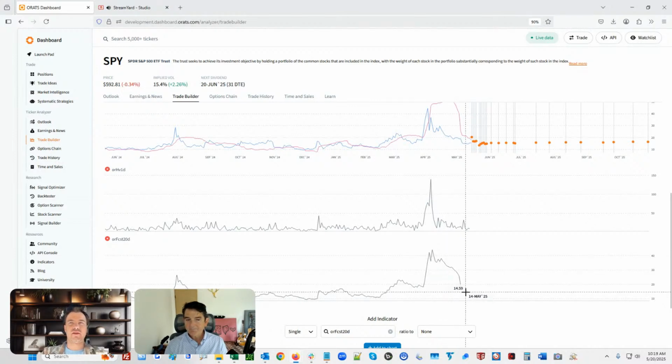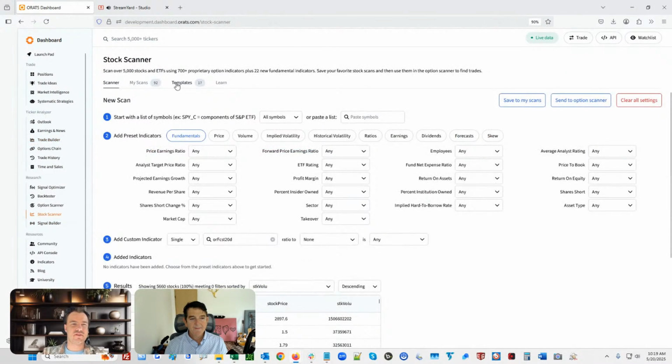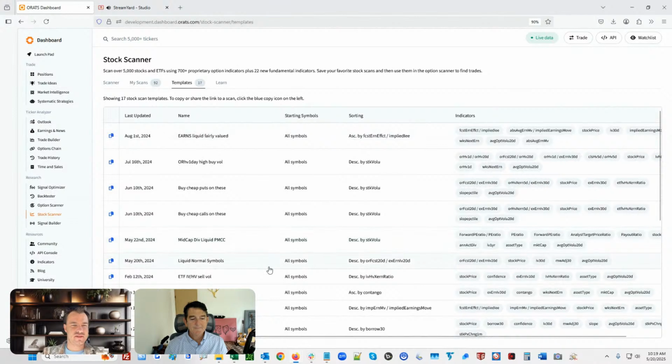I'm really excited for that tool because we're going to be able to measure things like technical indicators on top of the ORATS indicators, and we're really going to get some insight on how that impacts back testing and forward testing and all that. Very excited for that.